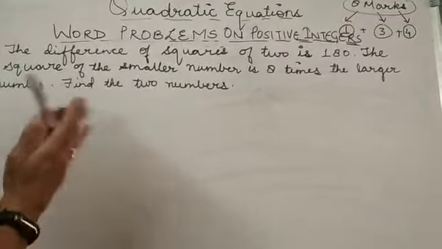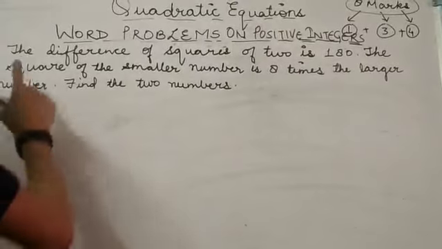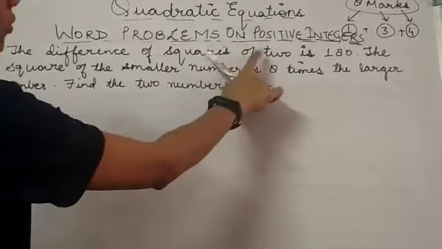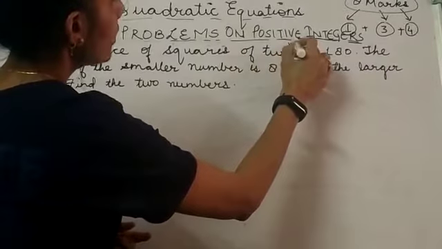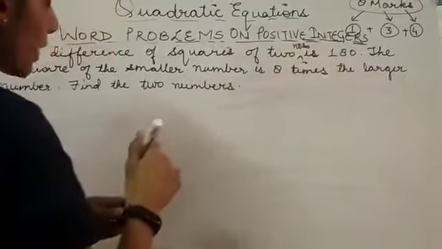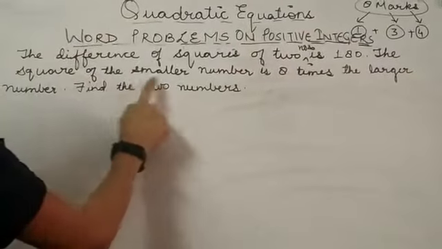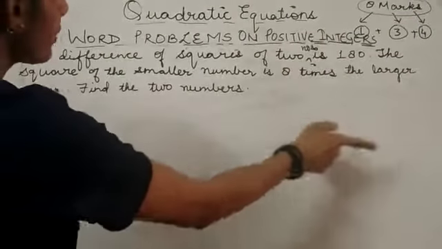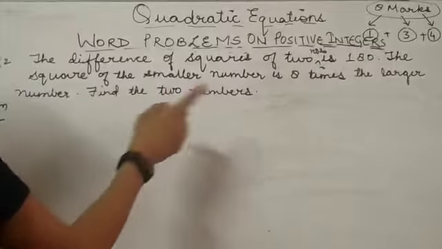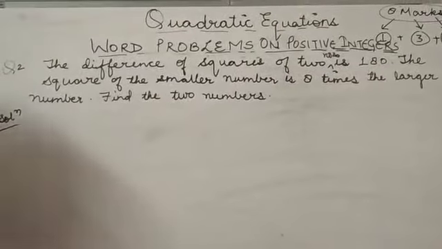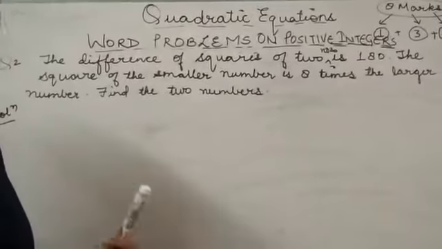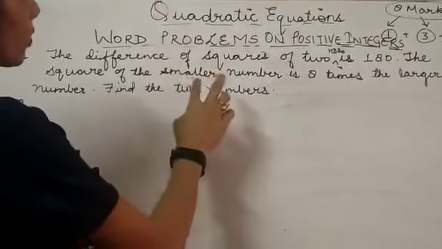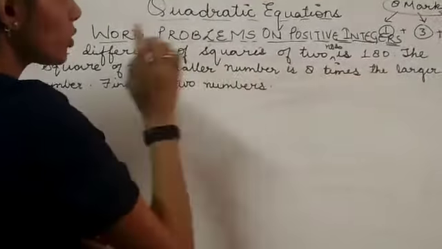Now let us solve the next question. The difference of squares of two numbers is 180. The square of the smaller number is 8 times the larger number. Find the two numbers. So we are talking about two numbers, so we can suppose two numbers as x and y. But here we are talking about a larger and a smaller number.